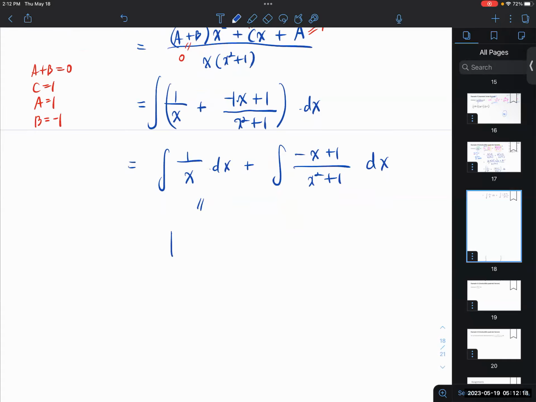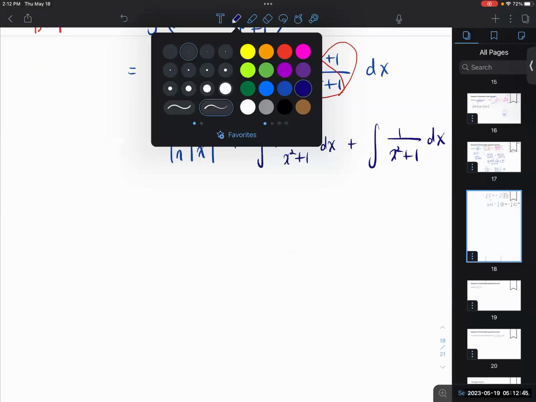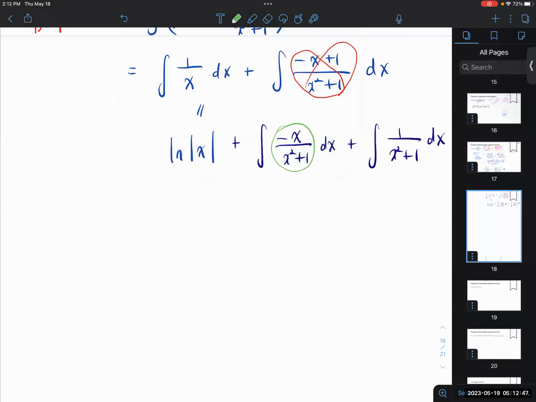This guy will be ln absolute value of x. How do I do the second fraction? Same thing, I'm going to separate it. That means integral of negative x over x squared plus 1, and then integral of 1 over x squared plus 1 dx. This is a little bit of work. We're going to think about it. How are you going to take the integral of that?